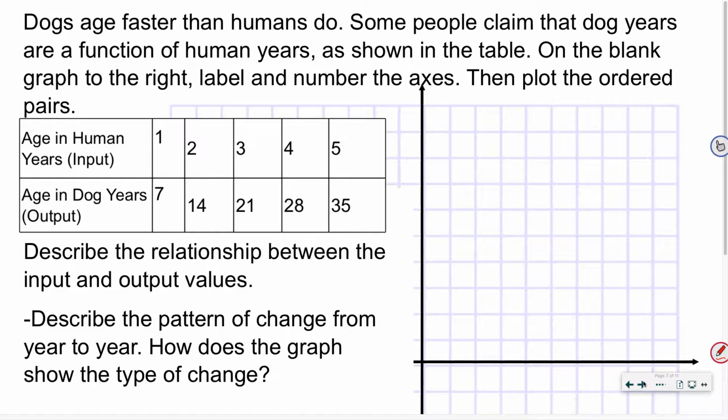Could I put that on the graph? What's my input? Human years. My human years are my input, and my output are the dog years. How would you want to break up the dog years? By 7. And how would I plot these points? 1 and 7.